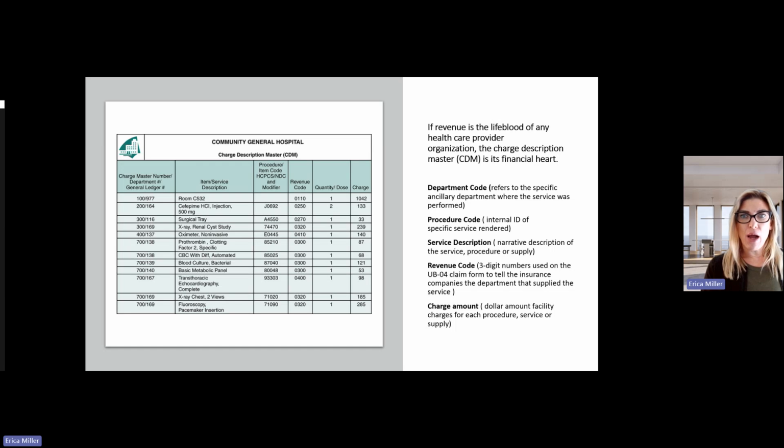Next to any procedure code will be a service description. That would be the narrative description of the service, supply, or procedure that was performed. There'll also be revenue codes. So revenue codes are used on the UB04 claim form to tell the insurance company the department that supplied the service. And then lastly, there'll always be a charge amount. And that charge amount is the dollar amount the facility charges for each procedure, service, or supply.